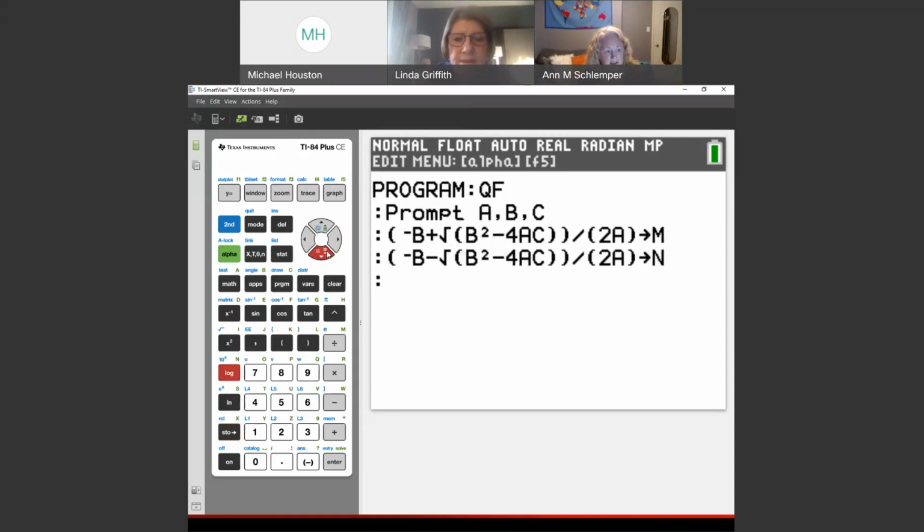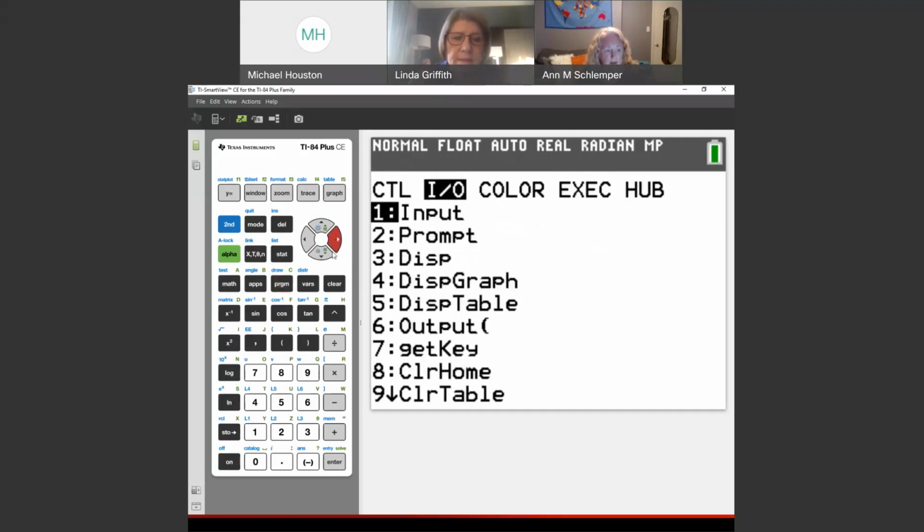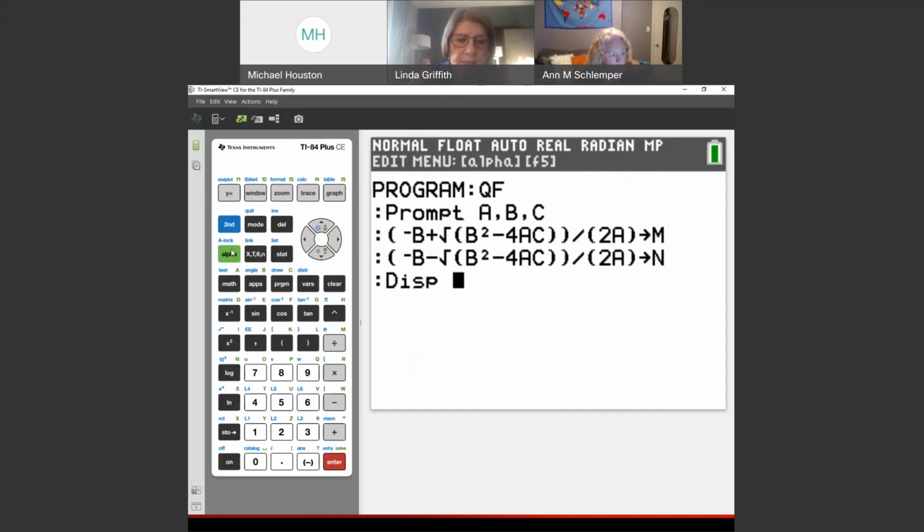Okay, now we just need to display M and N and the program's done. So this is a very short program. We go back to program, go to input output, go to display, and we need to display our M and an N.